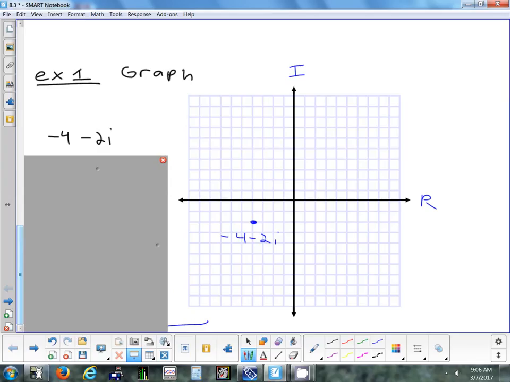You just want to make sure you don't switch the real and imaginary axis. Real is horizontal, imaginary vertical. How about -2 plus 3i? Go left 2. And then up 3. Just like graphing the point -2 comma 3.